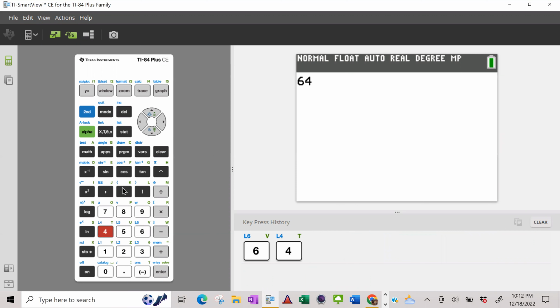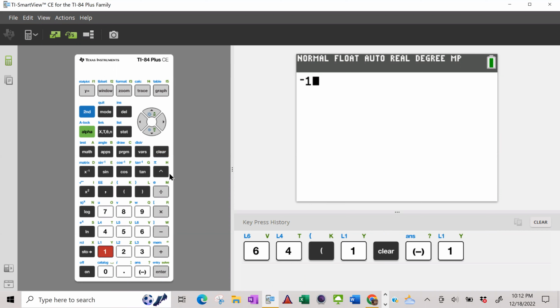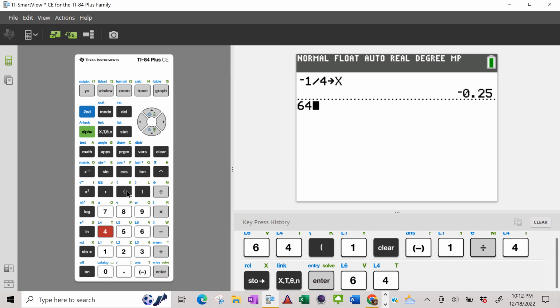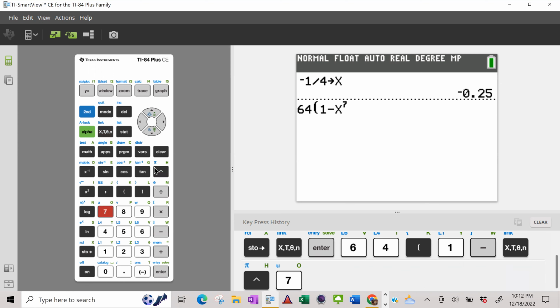64 parentheses 1 minus, you know what, actually, let's do this first. Let's take negative 1 divided by 4 and store it in X. So there you go, store that there. It's just going to make it easier to plug in my expression. I'll do 64 parentheses 1 minus X raised to the 7th power.